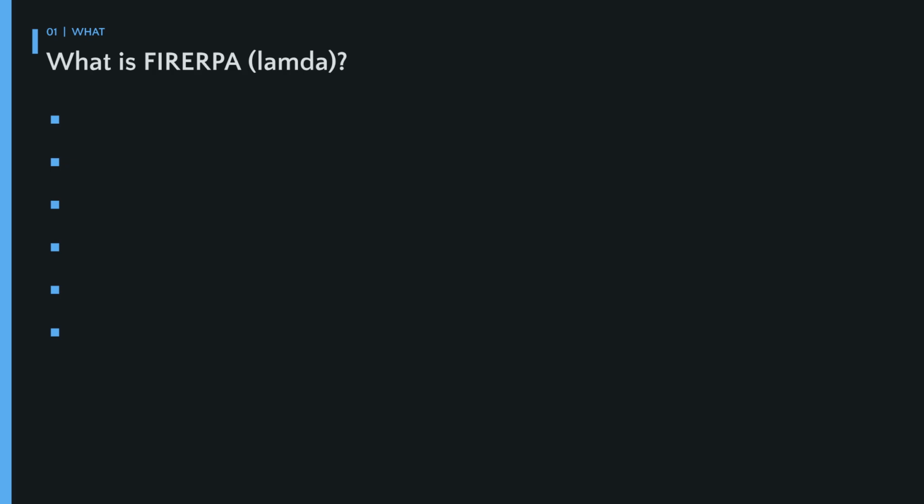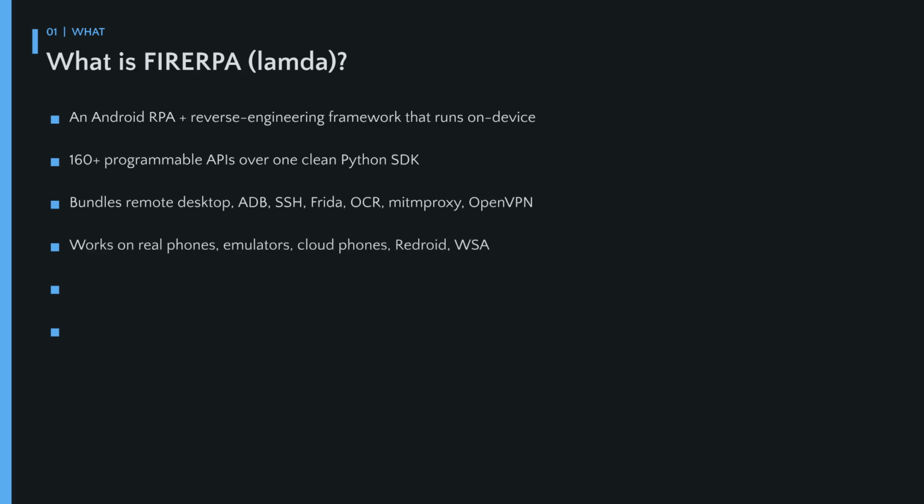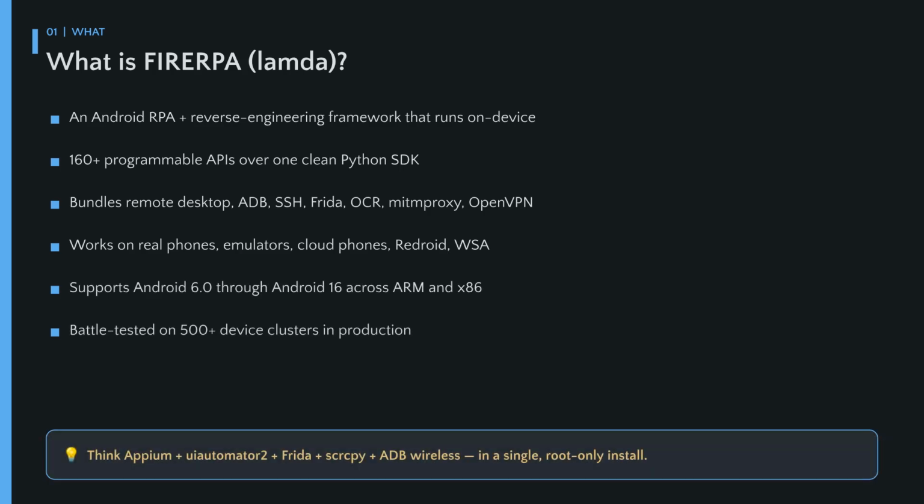It's an Android RPA and reverse engineering framework that runs on-device. It offers over 160 programmable APIs through a clean Python SDK. It bundles remote desktop, ADB, SSH, Frida, OCR, mitmproxy, and OpenVPN. It works on real phones, emulators, cloud phones, Redroid, and WSA, supporting Android 6.0 through 16 across ARM and x86.